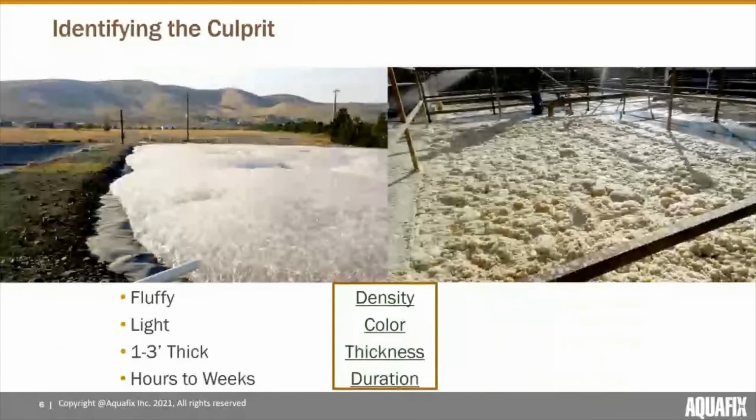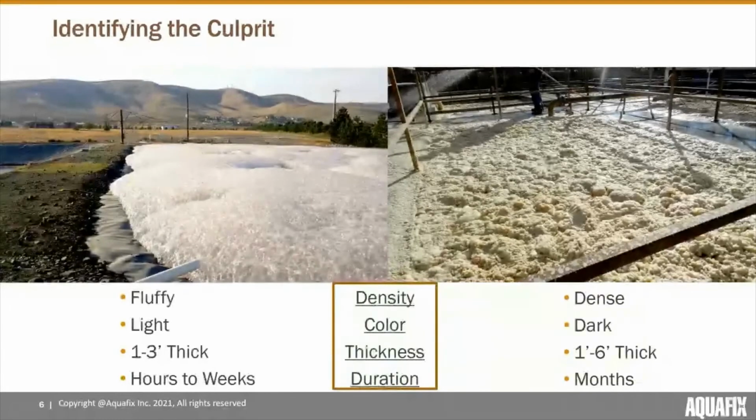So for surfactant foams, you'll look for fluffy, light color, 1 to 3 feet thick, and it tends to show up within hours. Generally it doesn't go on for weeks, but sometimes it could. Generally this type of foaming just shows up, then it'll go away in a couple days. You won't necessarily know where the surfactant came from. Whereas the biggest thing to consider here is filamentous foaming tends to stick around for months without any treatment, and it can get very, very bad. It's a lot harder to collapse filamentous foam. It's a lot more dense. Generally, it's darker in color.